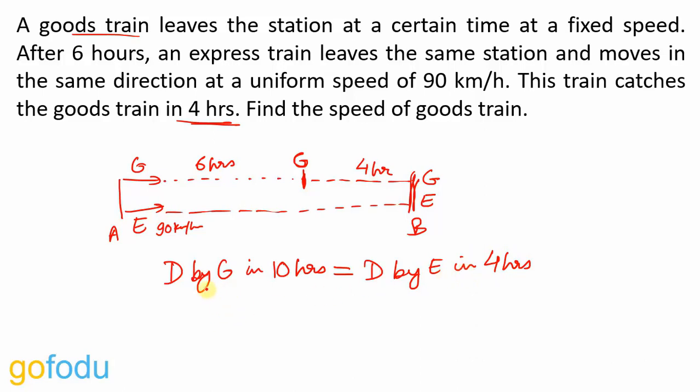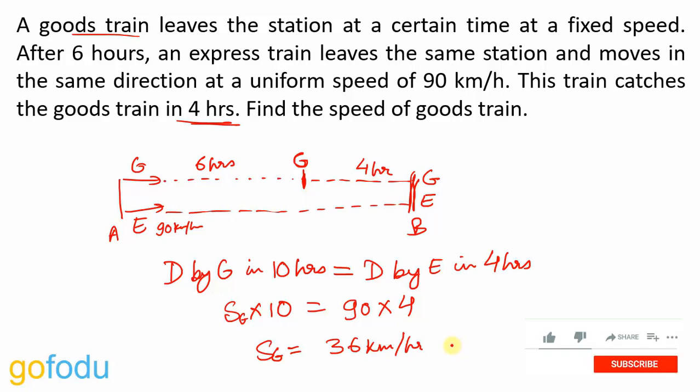So what is distance? Speed of goods train into time will be equal to speed of express train, given as 90, into time, and the speed of goods train will come out to be 36 km/h. See how easily a CAT level question can be solved. No extra knowledge is required, only distance is equal to speed into time. Now if you are thinking that this is not CAT level, wait till you watch the next video. Till then, moving on to the next question.